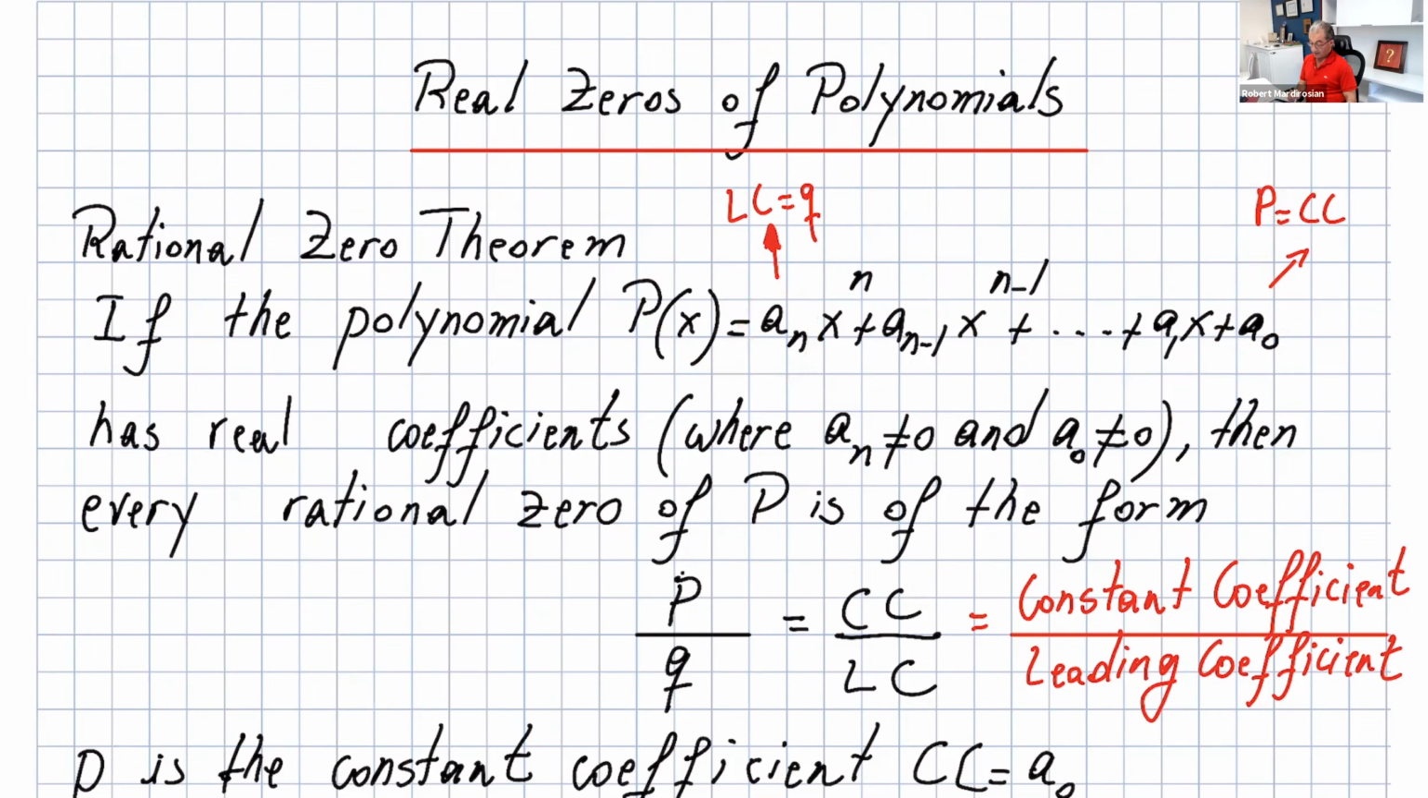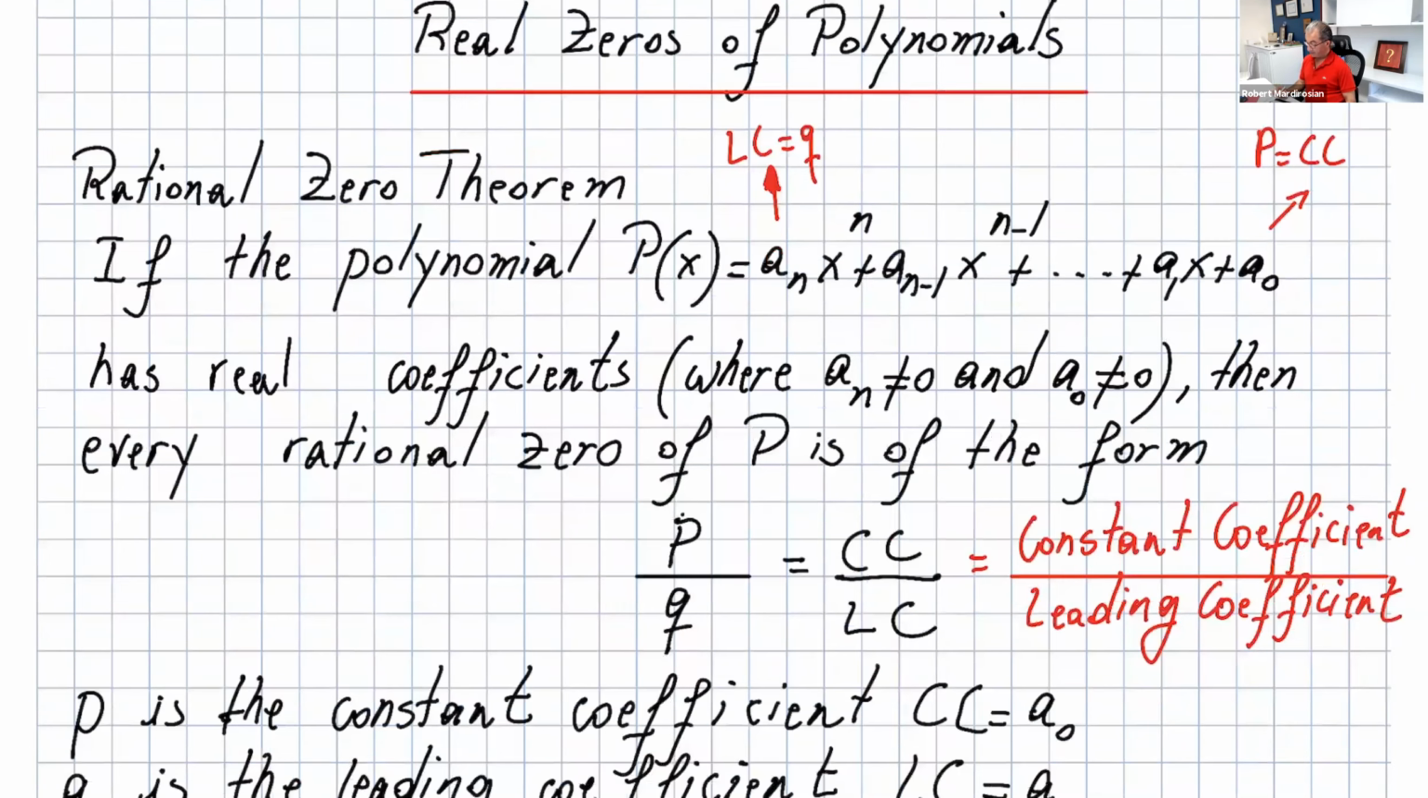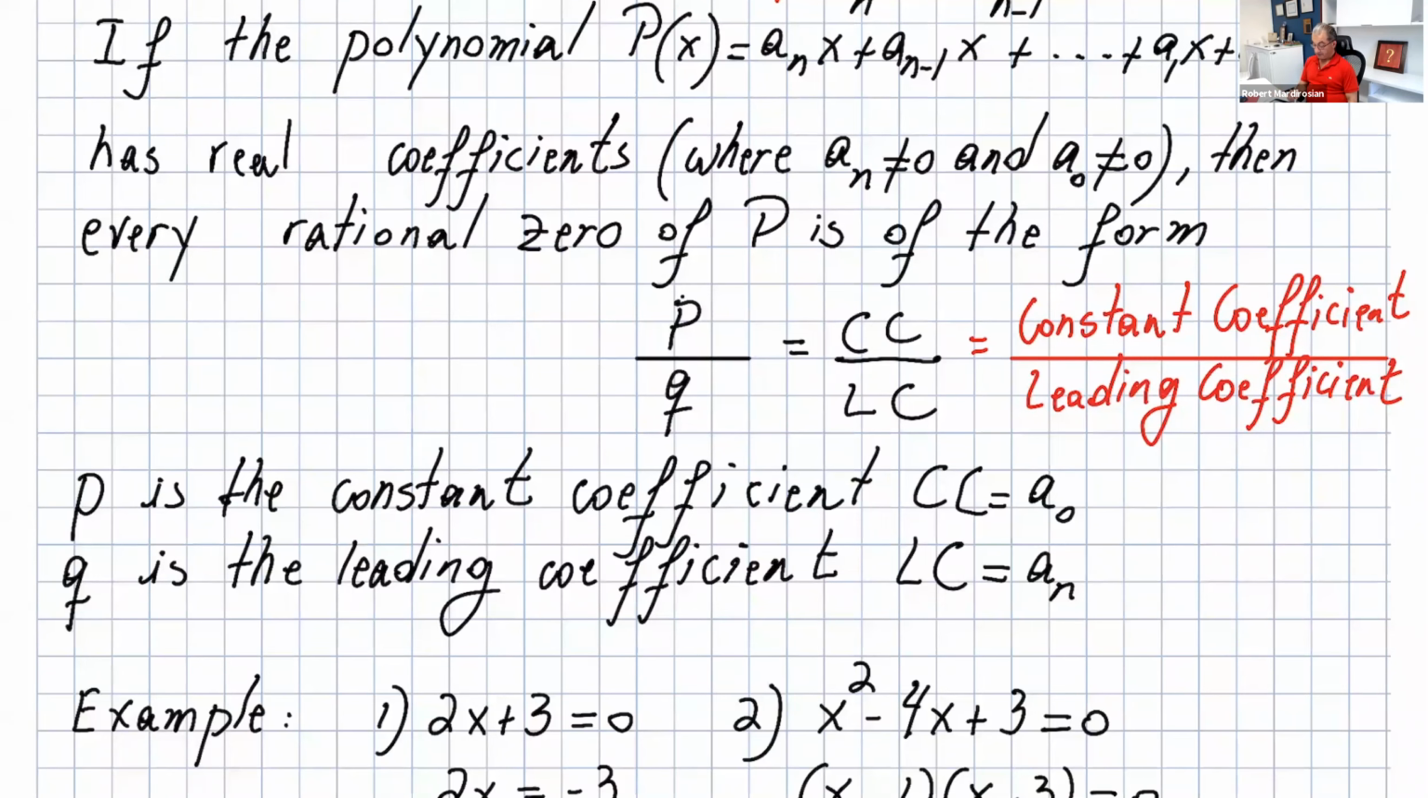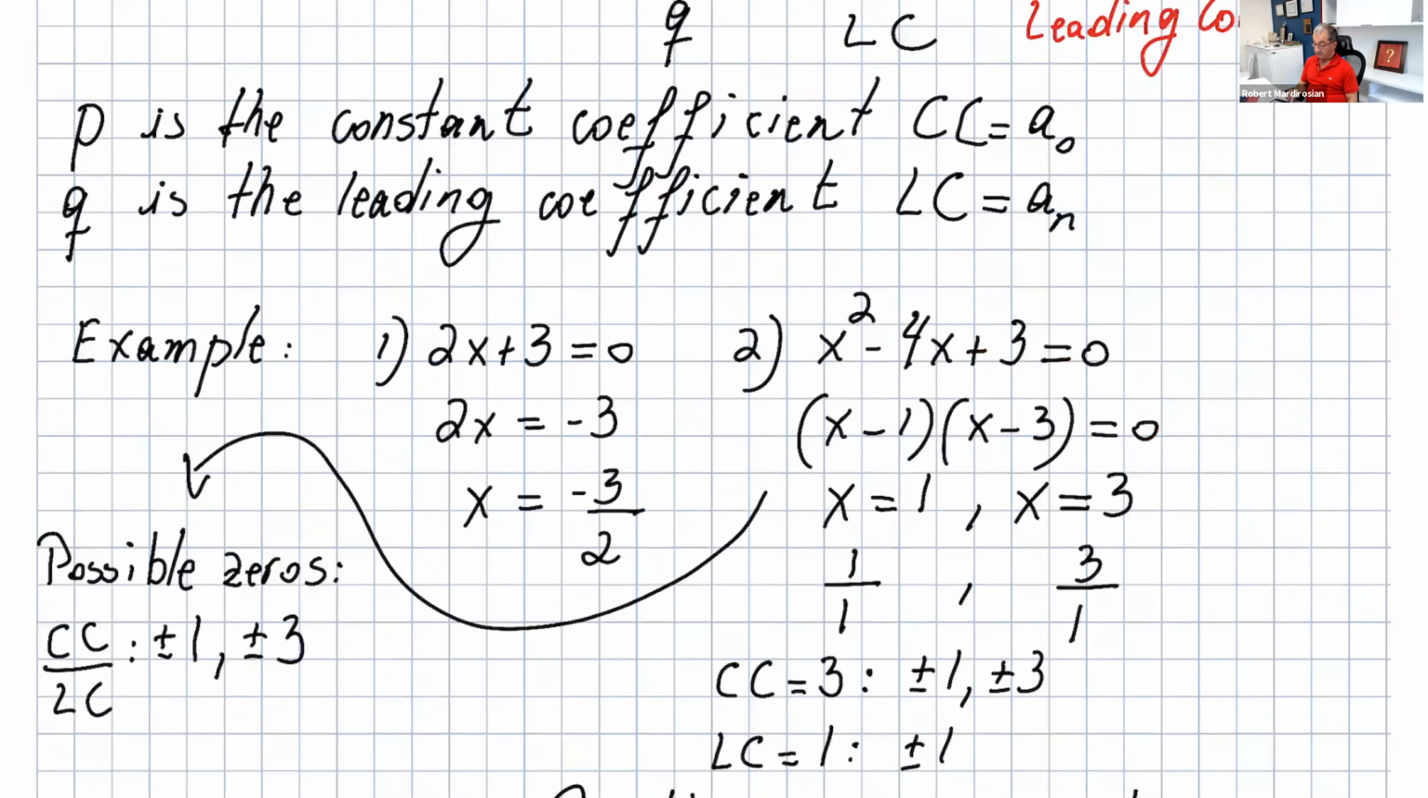So it says, has real coefficients where the leading coefficient and the constant coefficient are not zero, then every rational zero of p is of the form p over q, or the constant coefficient over the leading coefficient. So that's how the zeros are going to be. Now p is the constant coefficient, as I've told you, or we call it cc, and that's what I use most of the time, or a sub 0, and q is the leading coefficient, or lc, which is the same thing as a sub n. So those two. Now let's look at this simple example.